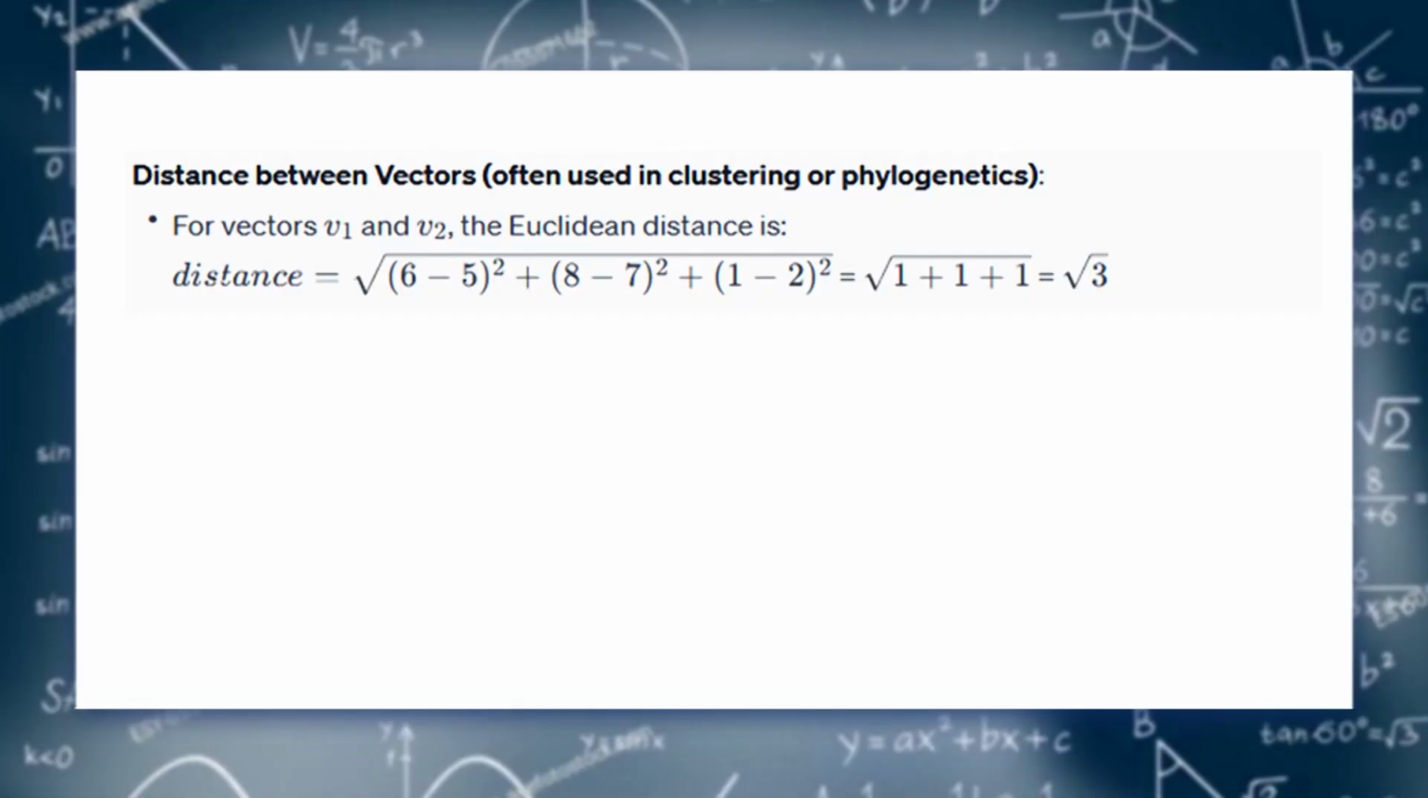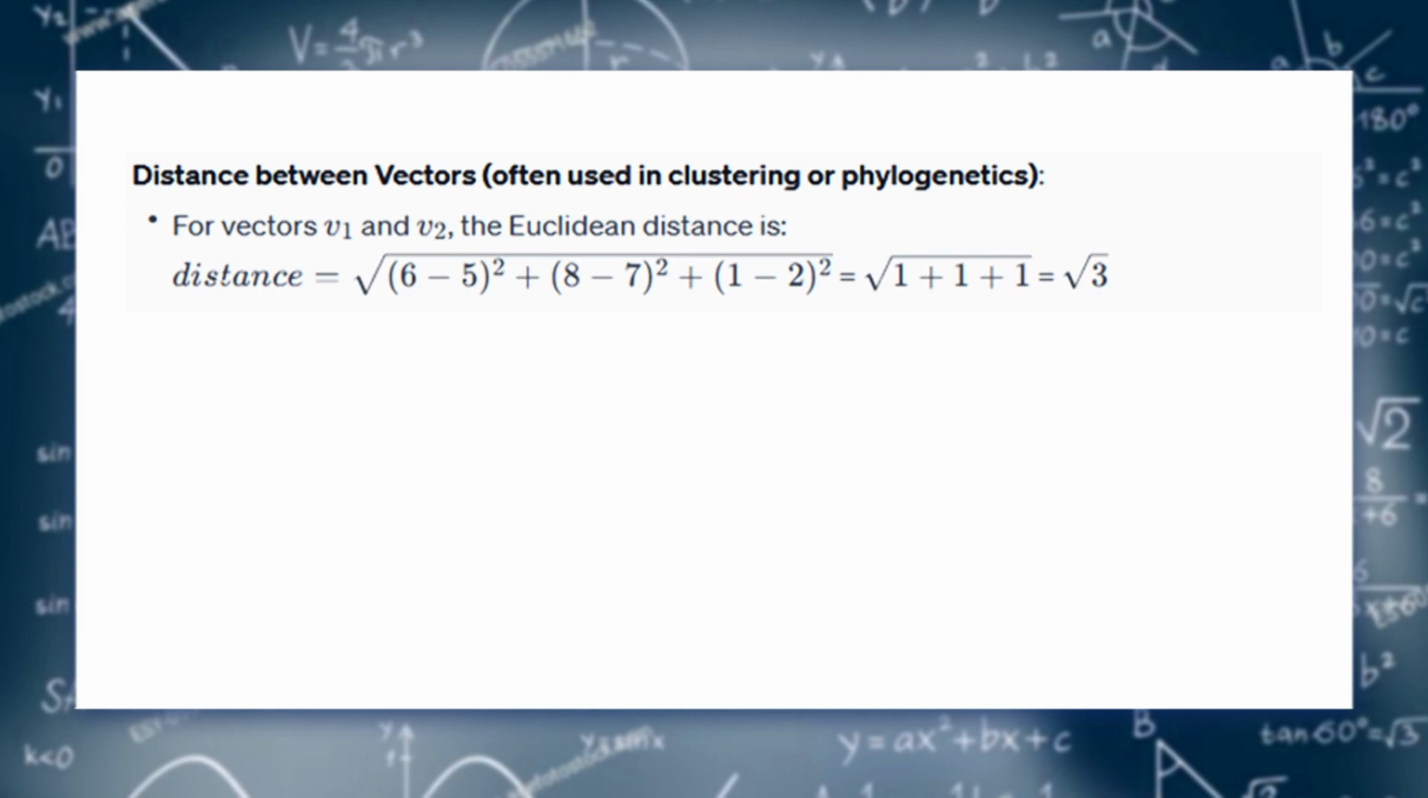Now, we have to determine the distance between vectors, often used in clustering or phylogenetics. For vectors V1 and V2, the Euclidean distance is defined as follows. First we take the difference between the corresponding elements, after that we take the square of the difference of each element, and then at last we add all the resultant values. So, for vectors V1 and V2, we find the distance.